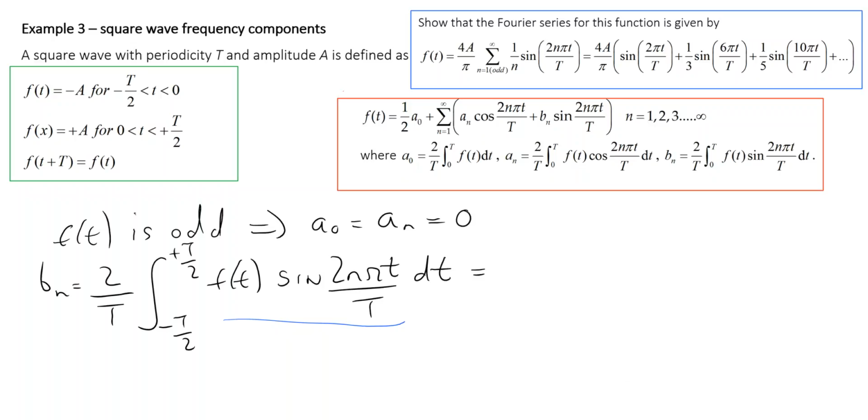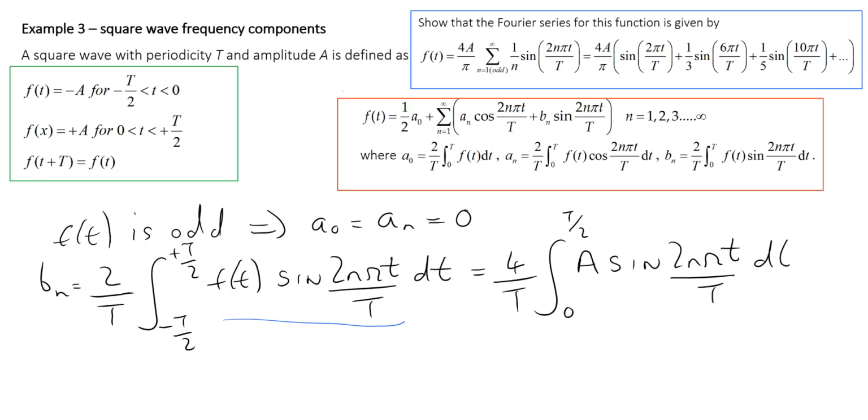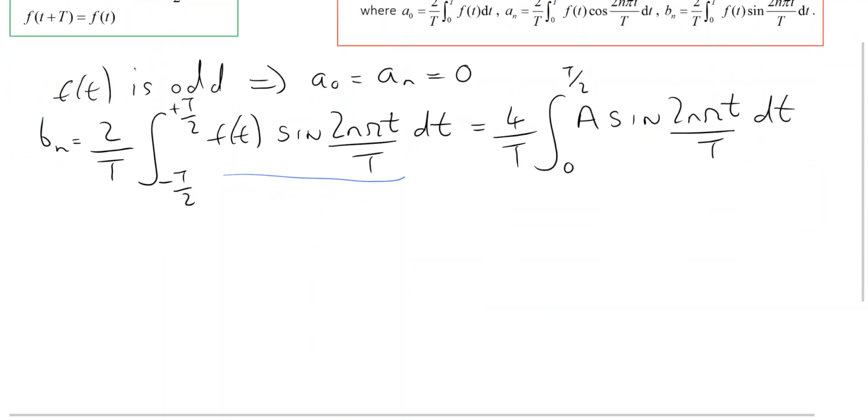So we can write that bn is equal to 4 over T, the integral between 0 and T over 2. Over this range, the function has a value A, and then we have sine 2n pi little t over big T dt, like that. Now we can evaluate the integral.